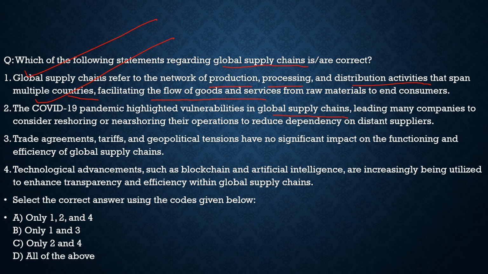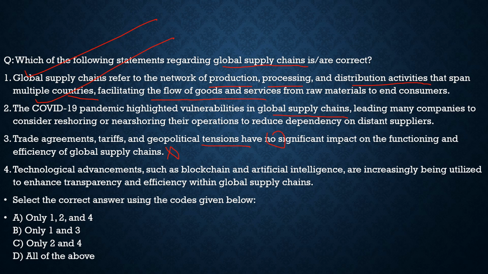Third statement, the trade agreements, tariffs, and geopolitical tensions have no significant impact on the functioning and the efficiency of global chain. Totally incorrect. These have definitely a significant impact on the functioning and efficiency of global chain. So statement 3 is incorrect.